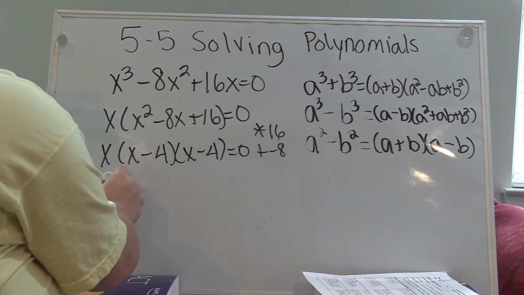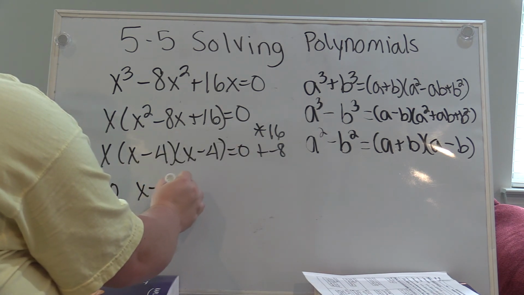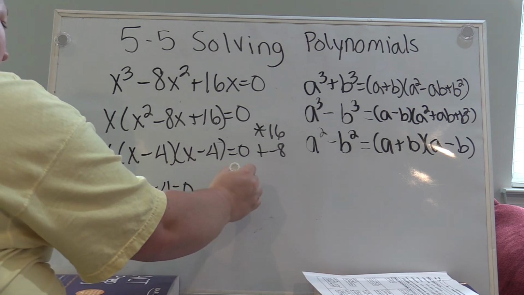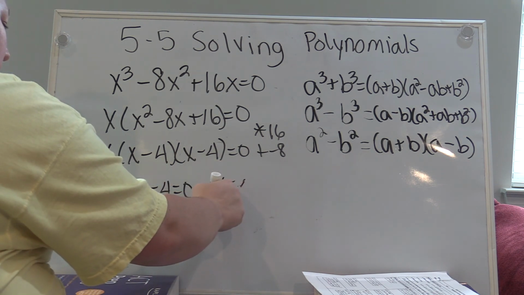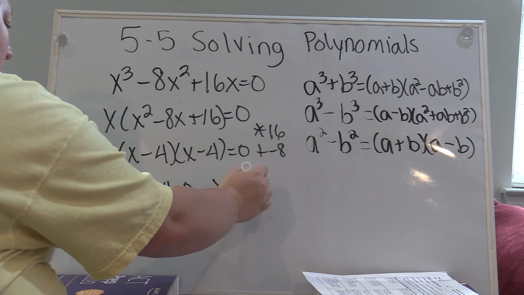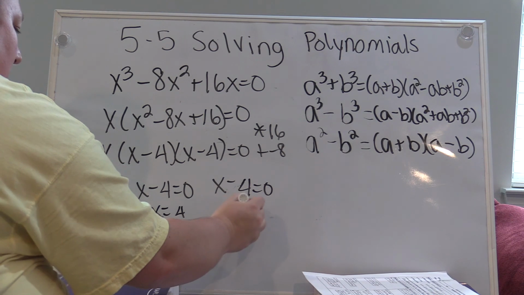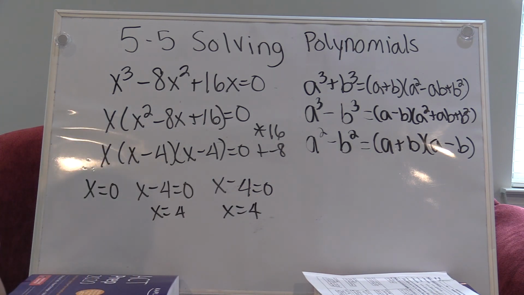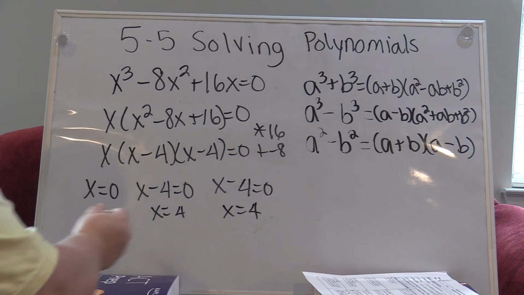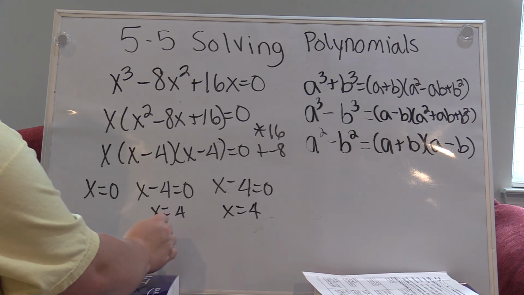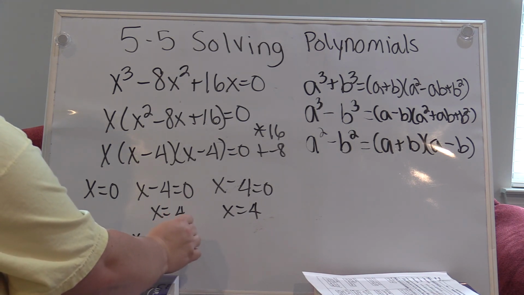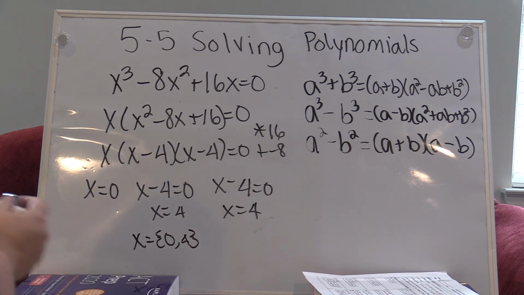So x equals 0. X minus 4 equals 0. X minus 4. So my answers are 0 and 4. I don't have to write 4 twice because that's a double root. Are we ready for some more?